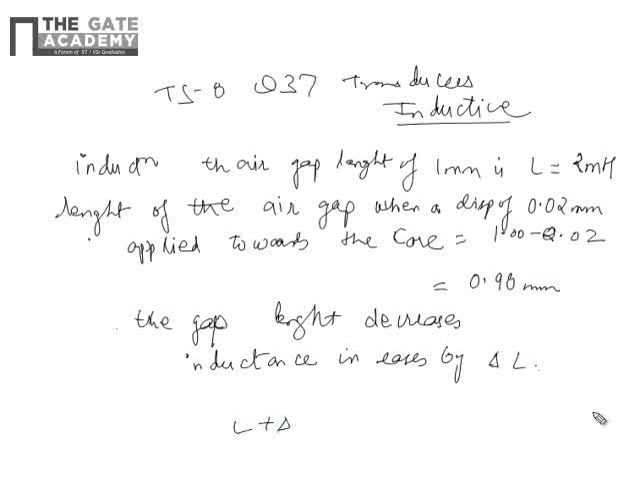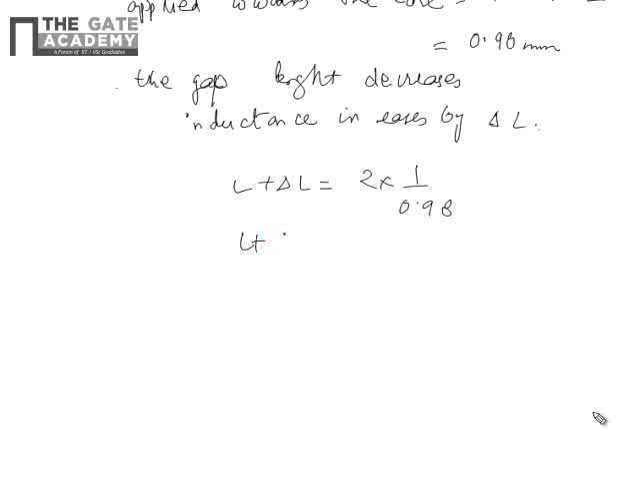So L plus delta L will be 2 into 1 upon 0.98. Correct. So L plus delta L will be 2.04 millihenry. So this is your answer. So if you see, option number C is correct.